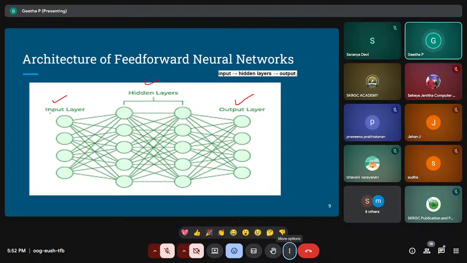Each neuron in one layer is connected with every neuron in the next layer. So mainly it will be used in pattern recognition, image or speech recognition, or for prediction. For example, the output is to predict the student performance based on the attendance and marks. So this is what the feed forward architecture looks like.